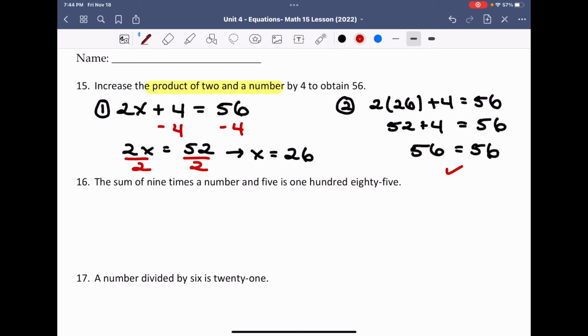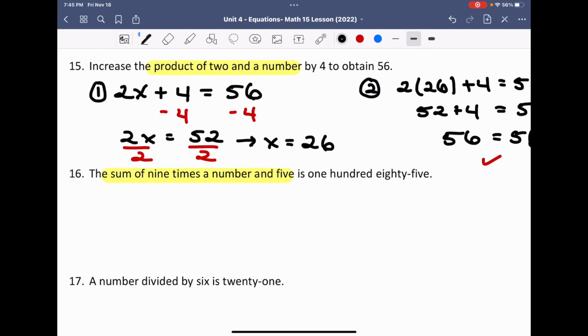We can check that. The sum of 9 times a number and 5 is 185. So the sum, meaning that's one of our key buzzwords here, the sum of 9 times a number and 5. So what we're going to have to do is to represent 9 times a number, we could simply write it as 9x. And the sum means we're going to add 5 here is equal to 185.